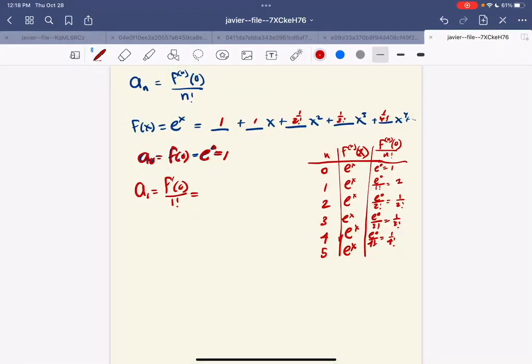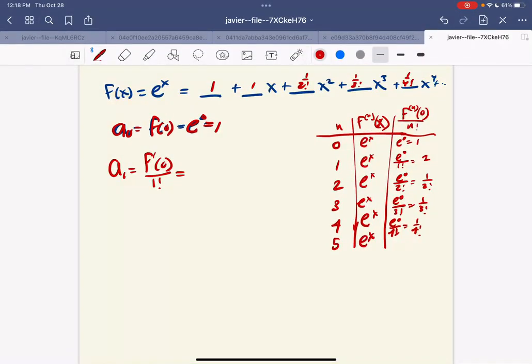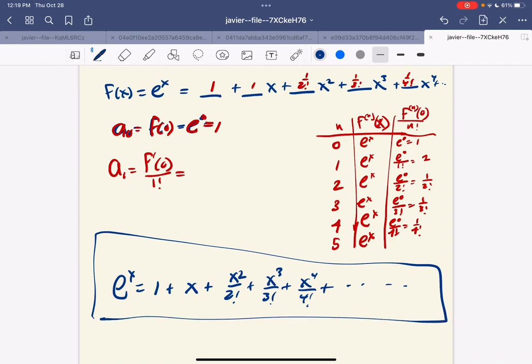And there you go. I figured out what the right bridge is, connecting the e to the x to an infinite polynomial. e to the x is equal to 1 plus x plus x squared over 2 factorial plus x to the third over 3 factorial plus x to the fourth over 4 factorial, dot, dot, dot. There you go, my friends. e to the x like you've never ever seen it before. How amazing is that?